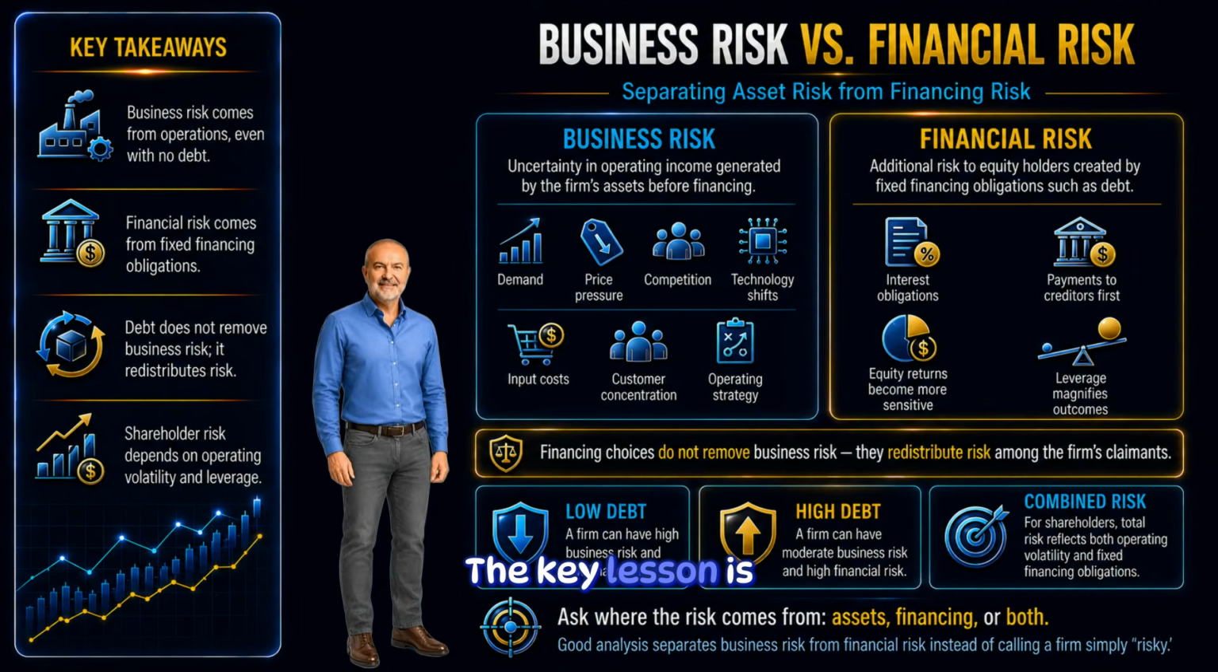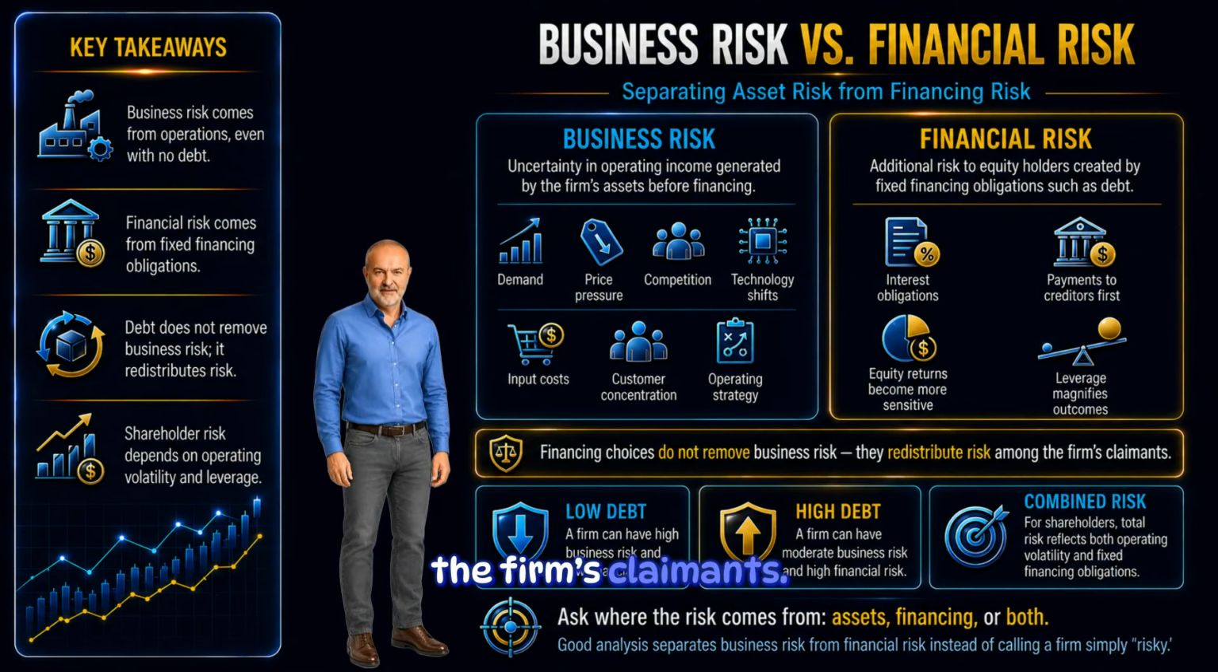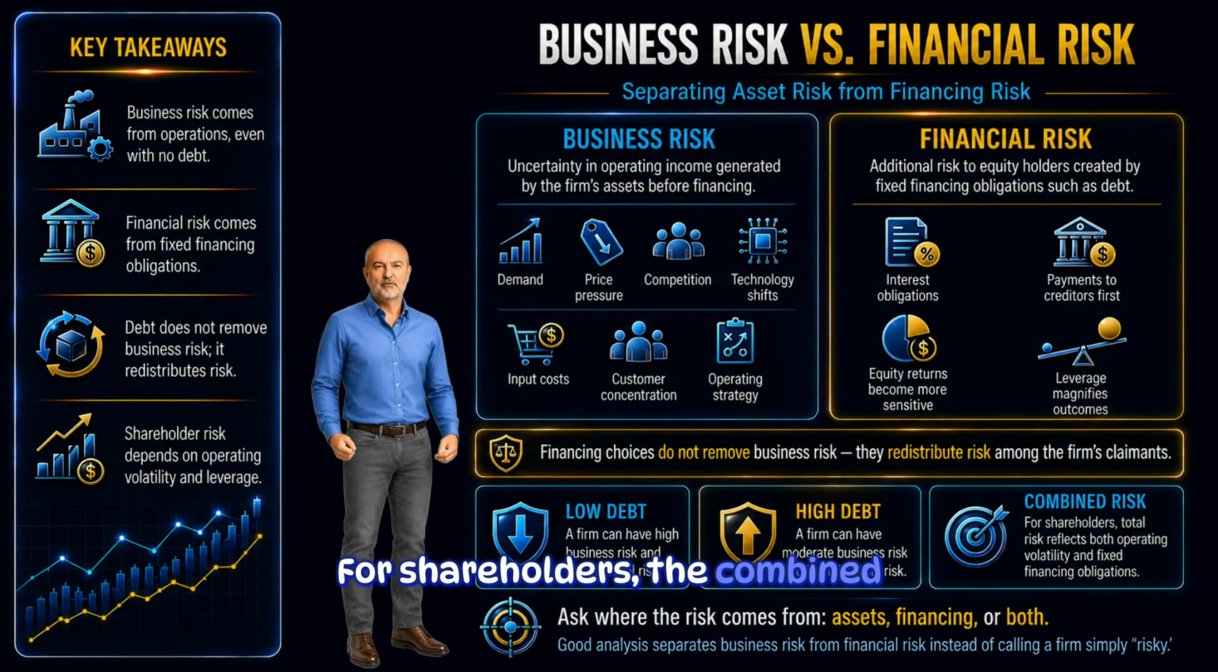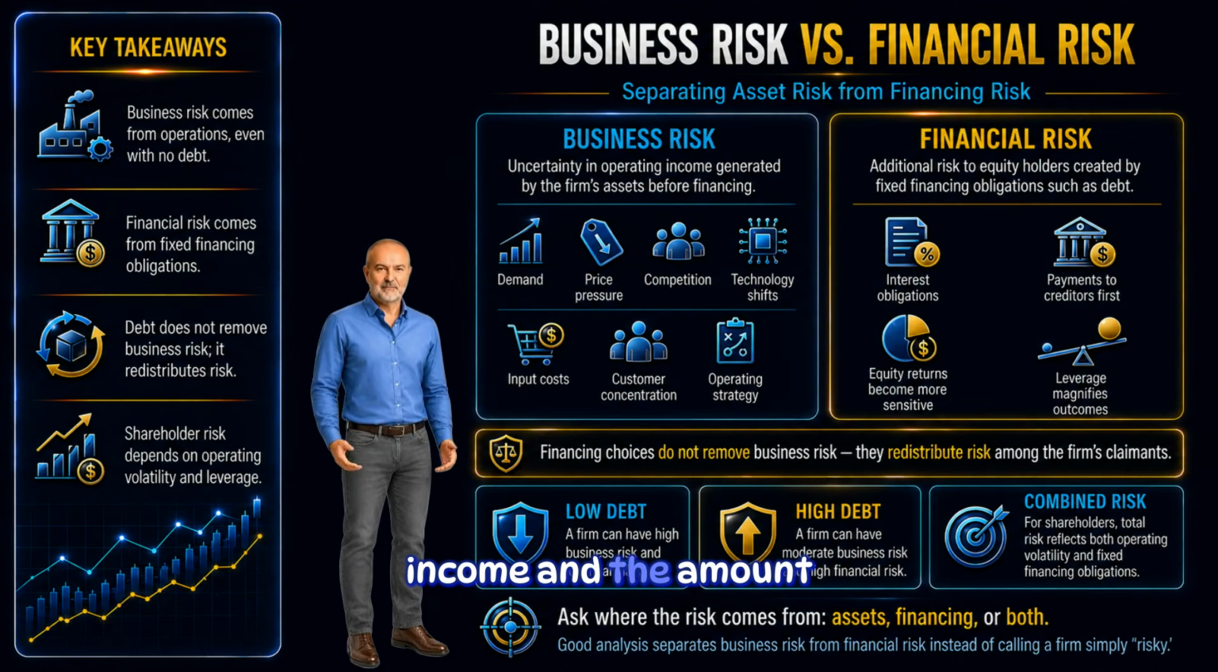The key lesson is this: financing choices do not remove business risk, they redistribute risk among the firm's claimants. A firm can have high business risk and low financial risk if it uses very little debt. Another firm can have moderate business risk and high financial risk if it uses substantial debt. For shareholders, the combined risk depends on both the volatility of operating income and the amount of fixed financing obligations. This distinction is extremely useful.